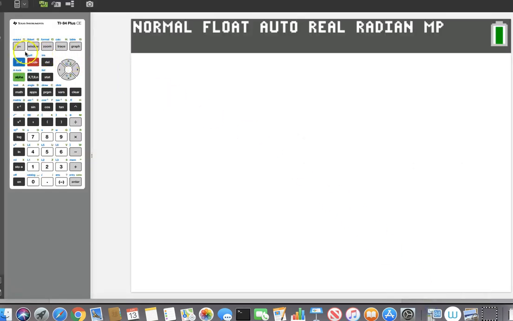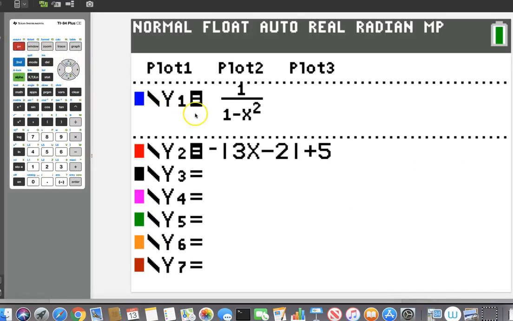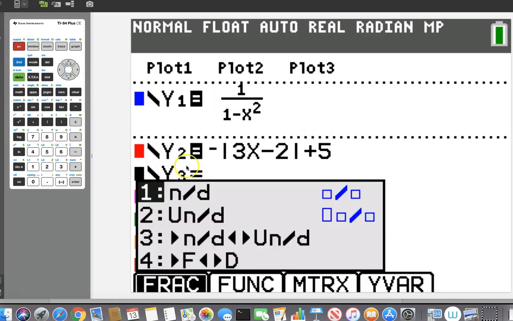If we go to our calculator, we would input those two equations where we normally go to look at the graphs of functions. Remember that to get a fraction on your calculator, you can hit alpha y equals to get the ability to enter any fraction.